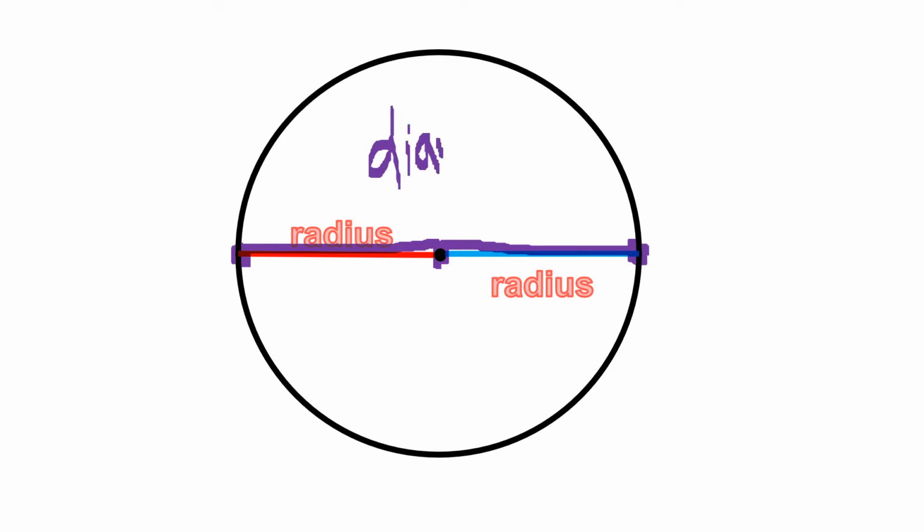Ngayon, ang sabi dito, yung sukat daw ng isang diameter is equal to twice the radius. Pag dinoble mo yung sukat ng isang radius, makukuha mo yung sukat ng diameter. At yung diameter, pag hinati mo siya sa dalawa, makukuha mo yung measure ng radius. So, that's the idea of the theorem. The diameter of a circle is twice its radius.